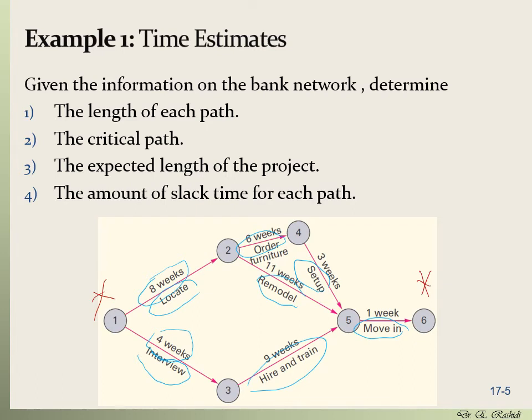So we want to find all the paths first of all, and second of all, we want to find the lengths of each path, and then identify the critical path and the expected length of the project. Also, the amount of slack time for each path that we have. So please pause here, try to work on this problem and answer these 4 questions. And after you are done, come back to see the solution.